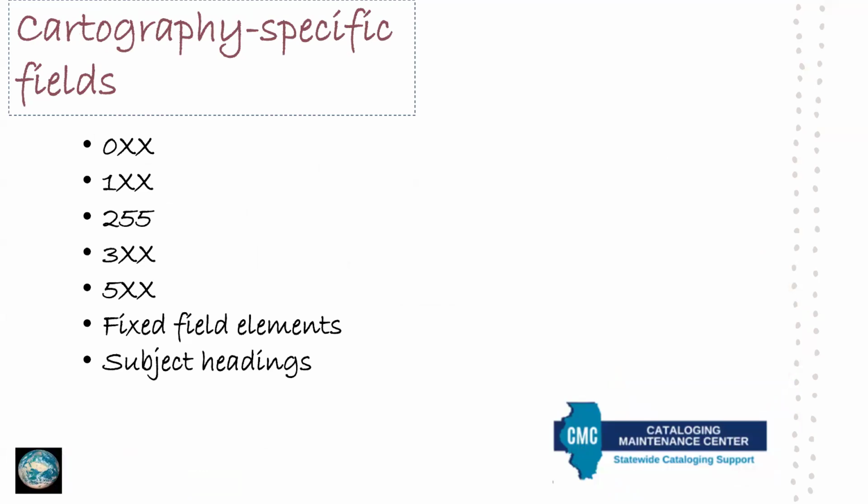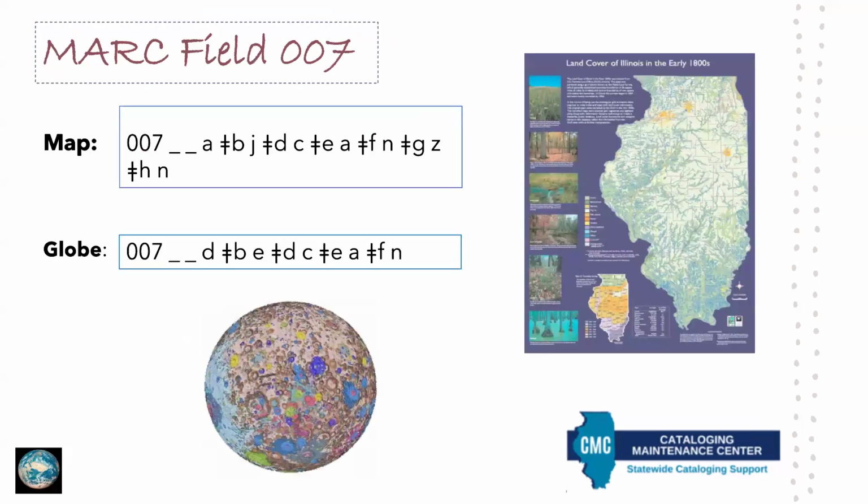All right, so some of the cartography specific fields that we'll need to look at. In the 0xx's, we will look at the 007, the 041, and the 043. The 1xx's will look familiar if you've cataloged a book. The 255 will need examined as it is definitely cartography specific. There are 3xx's geared directly at cartographic items, as well as some 5xx's we will look at. Finally, we will discuss the fixed field elements and some of the subject headings that might be used when cataloging cartographic materials.